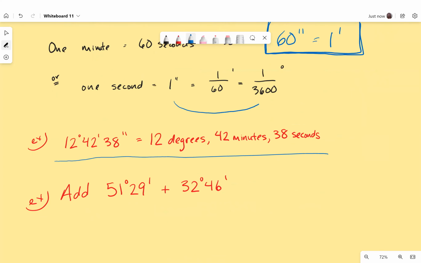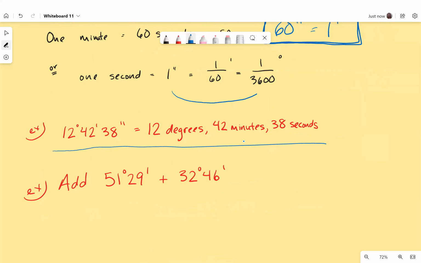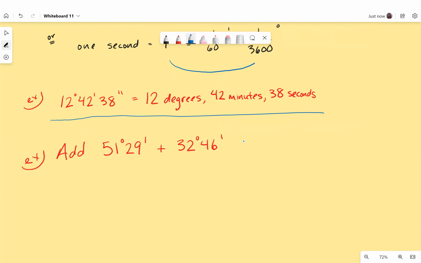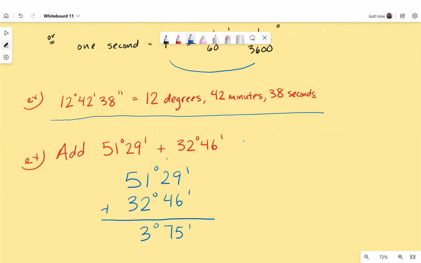Okay, so when we have them written in minutes and seconds, sometimes we might need to add and subtract them together, which is going to be a little bit different. So I like to write them vertically, 51 degrees, 29 minutes, and we're going to add that to 32 degrees, 46 minutes, adding up and down. If we add these 2 minutes together, that gives us 15, carry the 1, 75 minutes, and then add our degrees over here, we get 83.